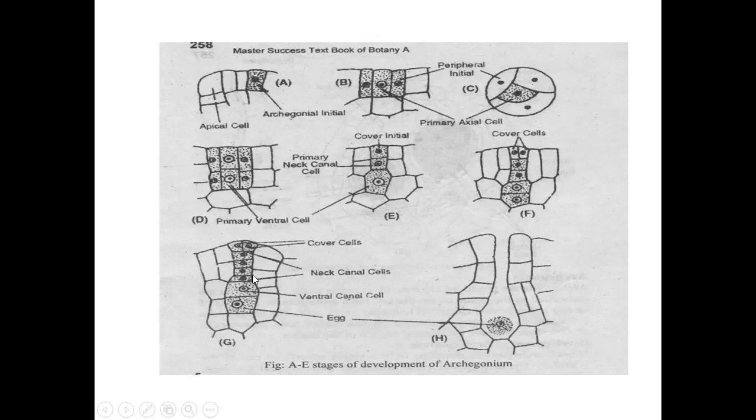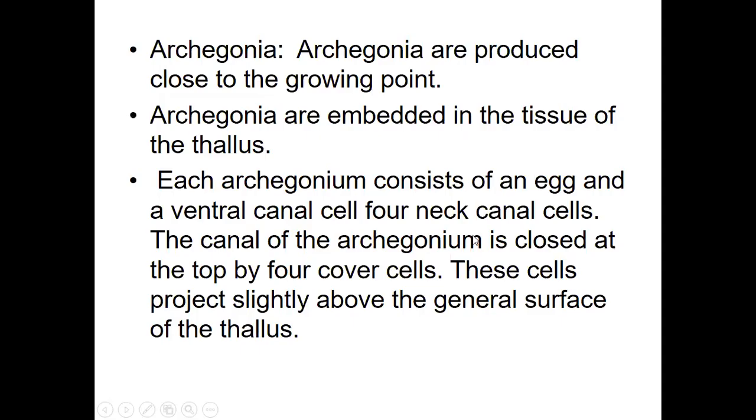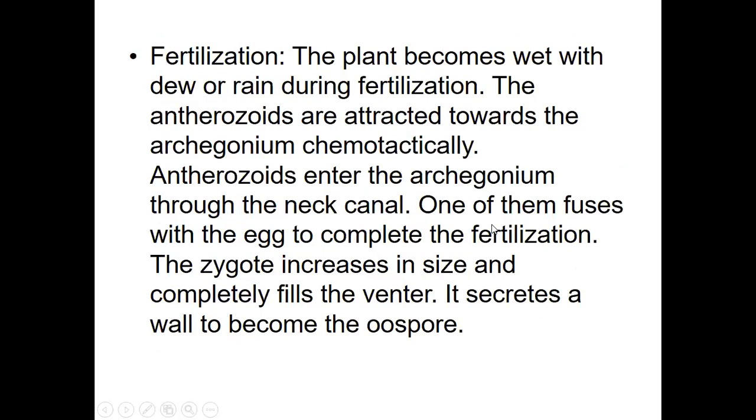Now, at the time of fertilization, this venter canal cell and these neck canal cells will degenerate and create a long passage, an empty space. At the same time, the cover cells will also degenerate, creating an opening for the anthrozoids to move inside the venter and fuse with this female gamete, the so-called egg. Okay, so this is regarding the development of the Archegonia and the Antheridia.